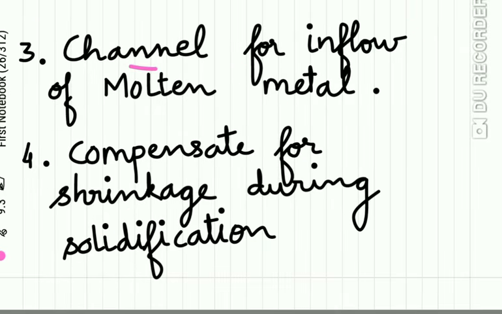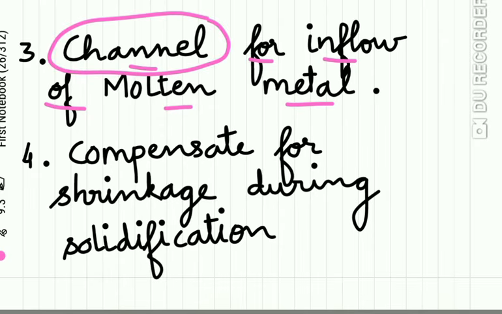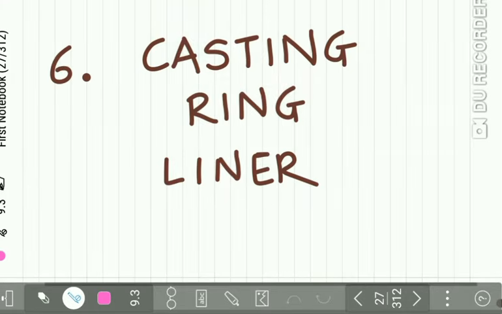Now, the sprue also acts as a channel for the inflow of the molten metal. After the wax is eliminated through the sprue, the molten metal is forced inside the mold through this sprue channel. And then the sprue also helps to compensate for the shrinkage during solidification.